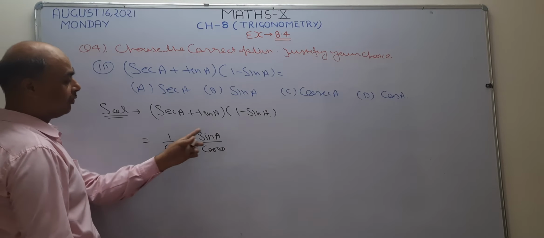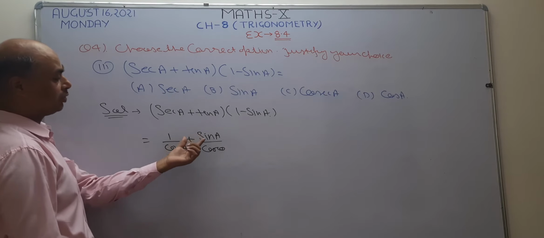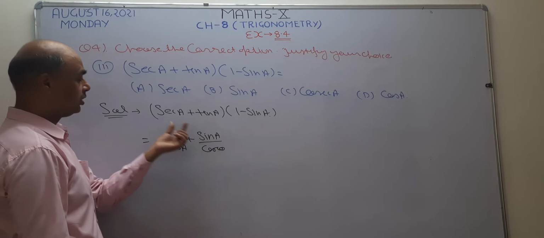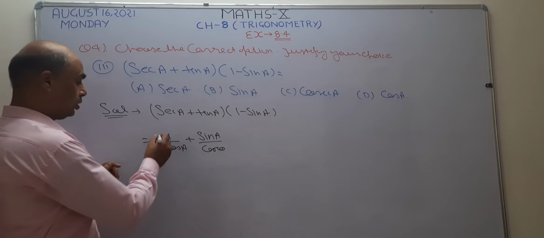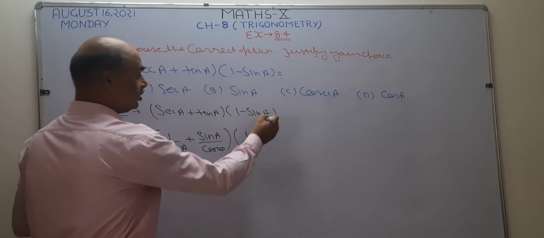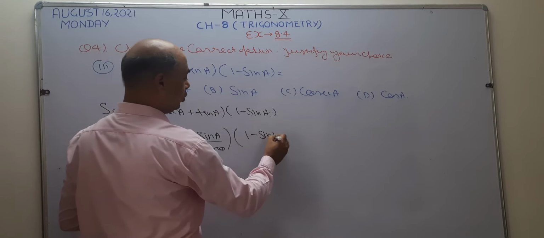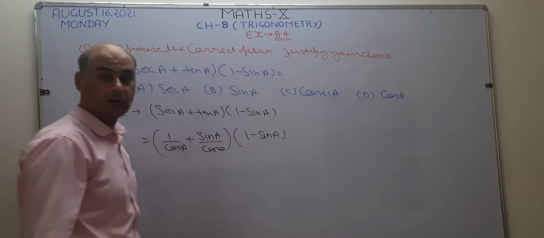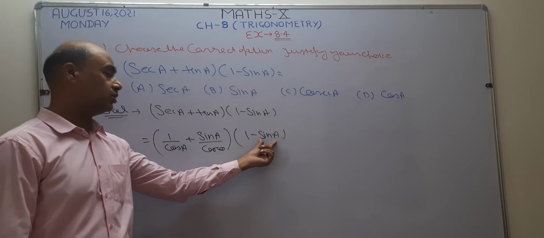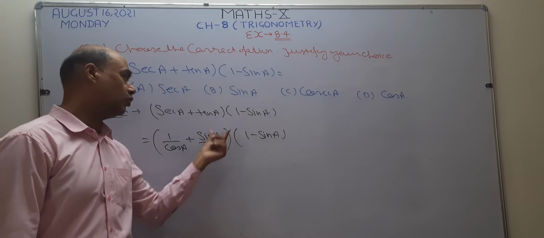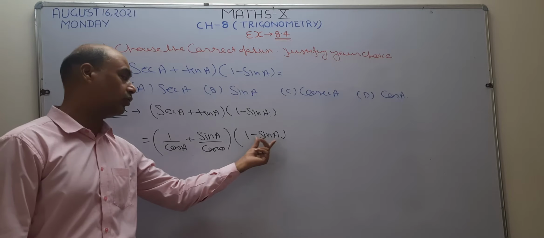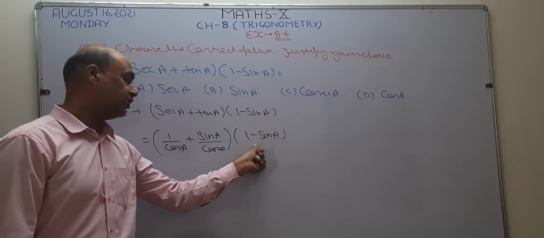In this question, I am going to convert every term in terms of sine and cos. So I write here, instead of tan A, sine by cos, and secant A becomes 1 by cos. Now in the second bracket, sine is already there, so I will keep it the same. So I write here sine A only. I am not going to change this, because my requirement is to convert every term in terms of sine and cos, and sine is already there.